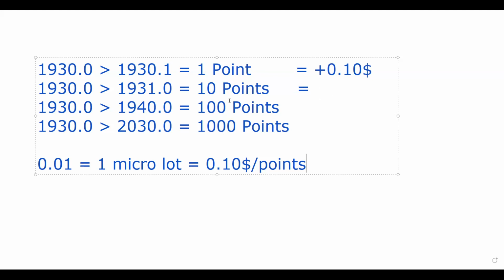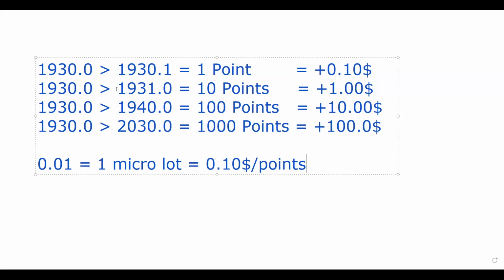If the gold price goes 10 points from 1930 to 1931, this is equal to $1. 10 cents into 10 points is $1. Same. If it goes 100 points, it will be $10. And if it goes 1,000 points, it will be $100.